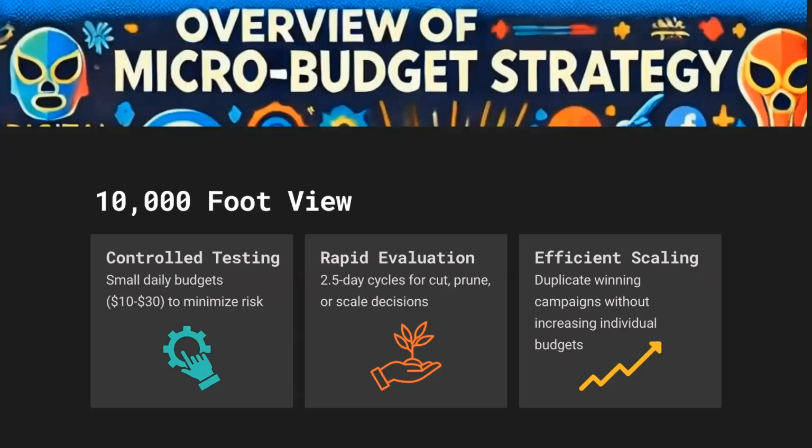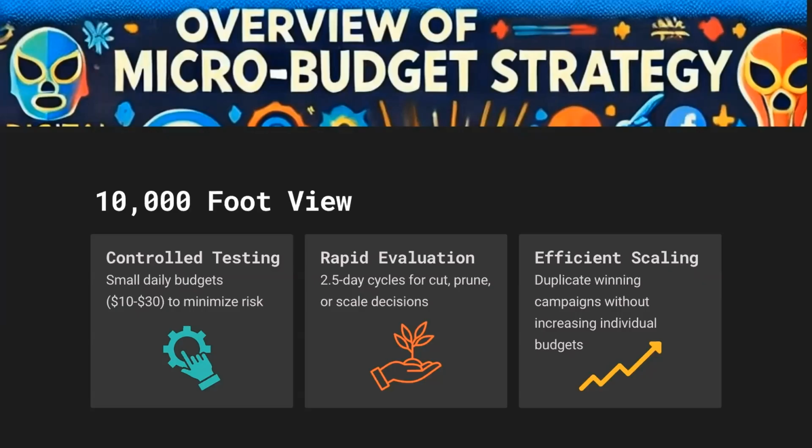So, overview of micro budget strategy. Here's a 10,000 foot view. It's going to give us controlled testing, because we start out with budgets of $10 a day to $30 a day for a campaign. That's it. That's all we're going to spend. It really mitigates our risk.